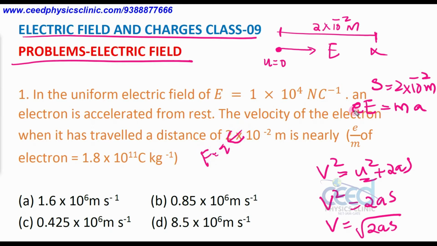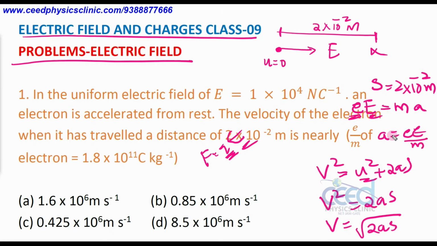Here we considered the electron, so electronic charge is small e and electric field is capital E. So that is equal to force. Force is by Newton's law, that is ma. So what is acceleration? a is equal to eE by m. Note that this mass is the mass of the electron.